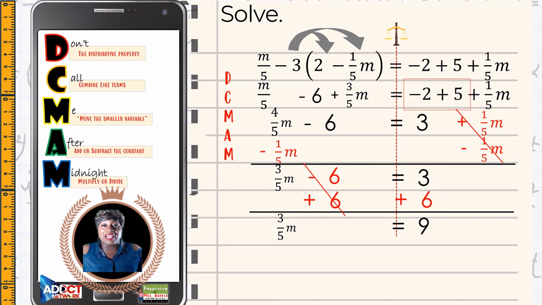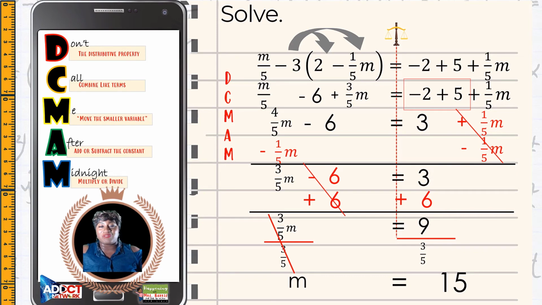The last step is m. That last m stands for multiply or divide. We see that the letter m is on the left side of the equal sign, 3/5 m. 3/5 times m. The inverse or the opposite of multiplication is division. Yes, you guessed it. We're going to divide both sides of the equal sign by 3/5, resulting in m equals 9 divided by 3/5 is positive 15. Our final solution is m equals 15.